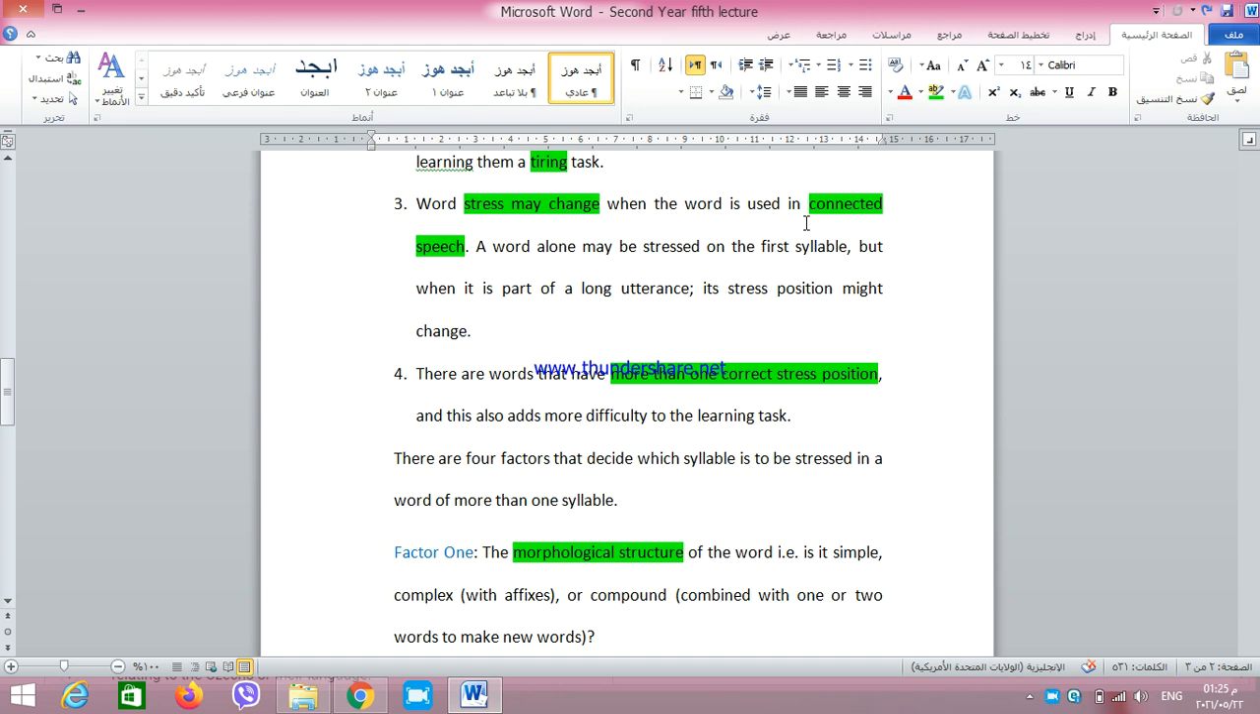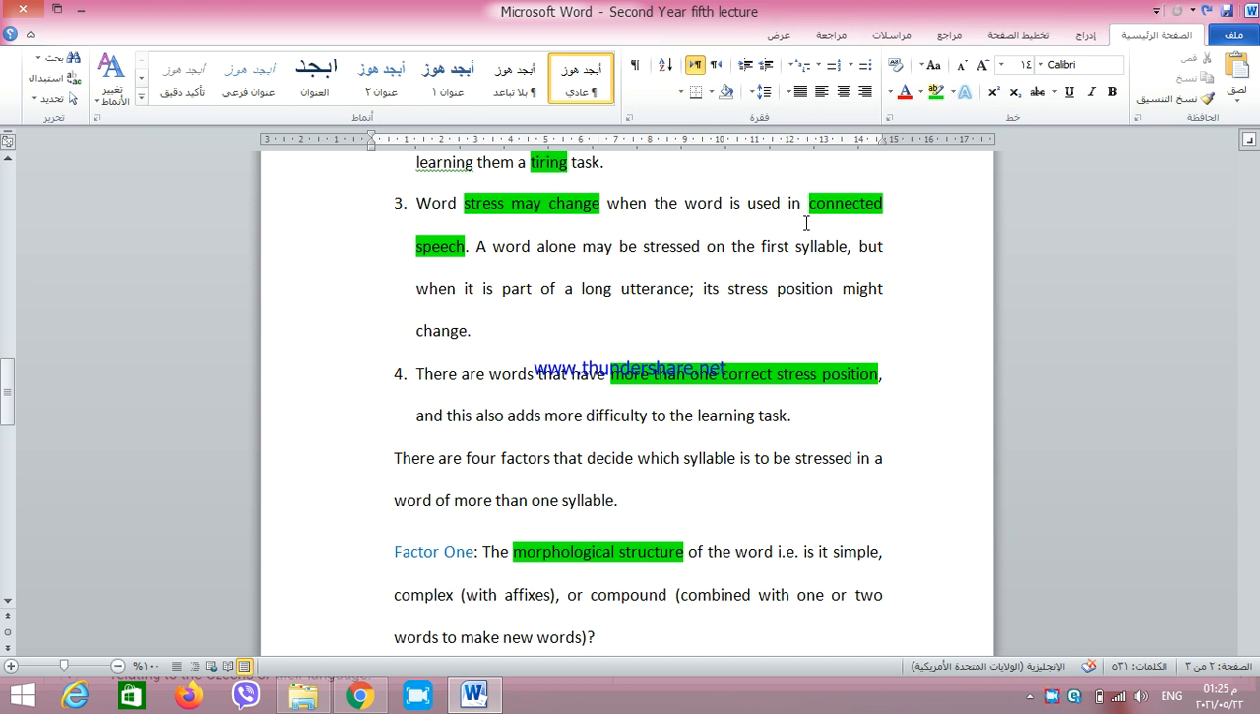So words that are pronounced alone may change their stress pattern. For example, the word "alone": when we pronounce it individually, in isolation, it has the stress on the first syllable. But when it goes into connected speech, the position of stress may change and be the second or the third, because in connected speech, words affect each other.